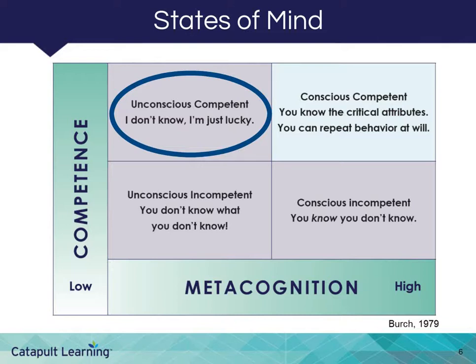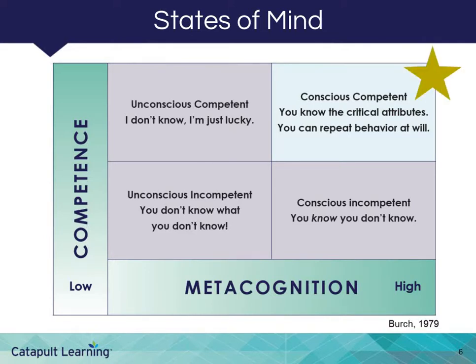And that brings us to our final state of mind, the goal for all educators, the conscious, competent. High metacognition and high competence. These teachers know the critical attributes and can repeat the behavior at will. They can explicitly describe the strategies they employ and understand why they are effective. More importantly, they can repeat the behavior. They have a systematic approach to instruction that is the product of careful planning and thoughtful choices based on data.